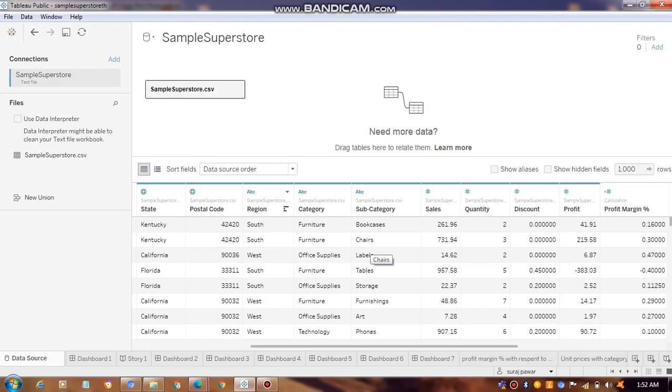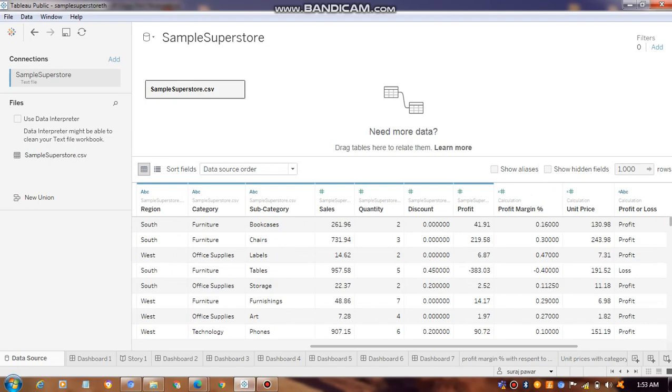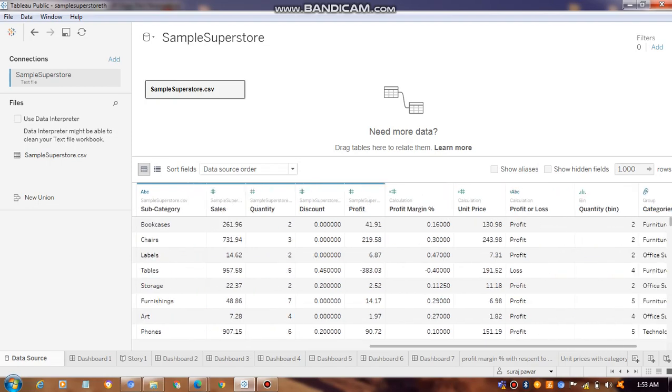Going through this, we will see what can be made with Tableau, and we can build any number of stories using different dashboards and different charts. In this we have data sets with different fields like state, country, region, categories, subcategories, sales, quantity, discount, profit and margin, and so on, categorized based on the data.